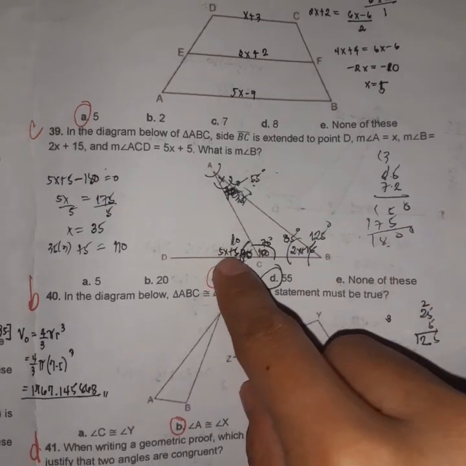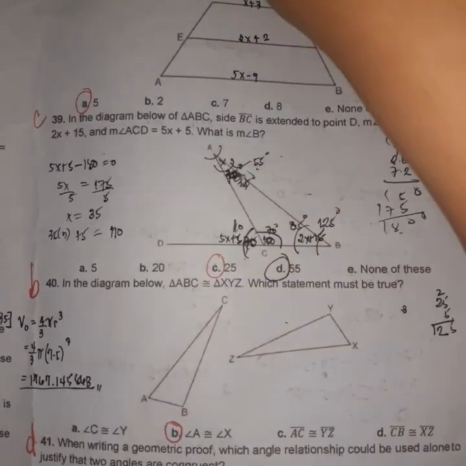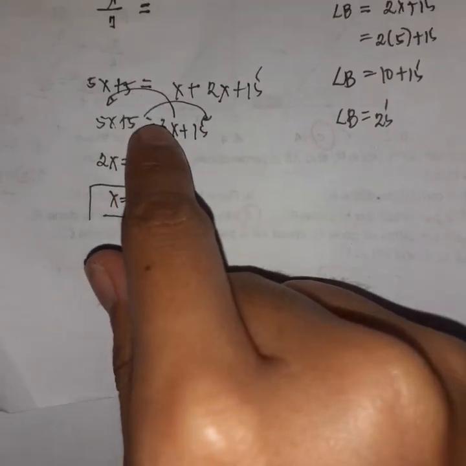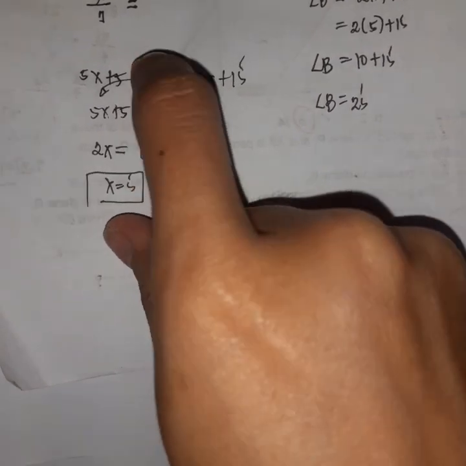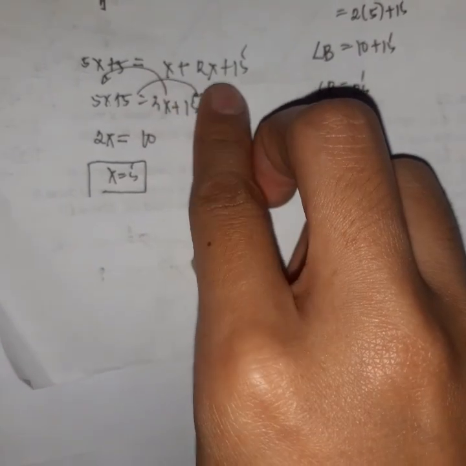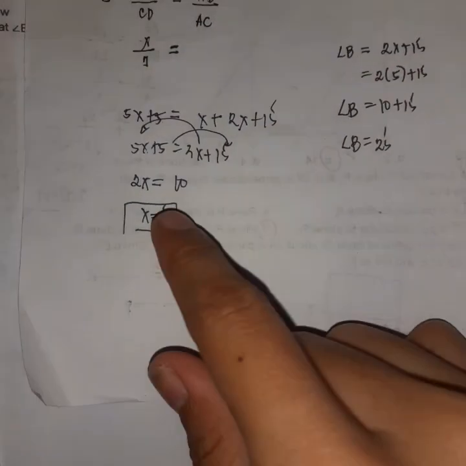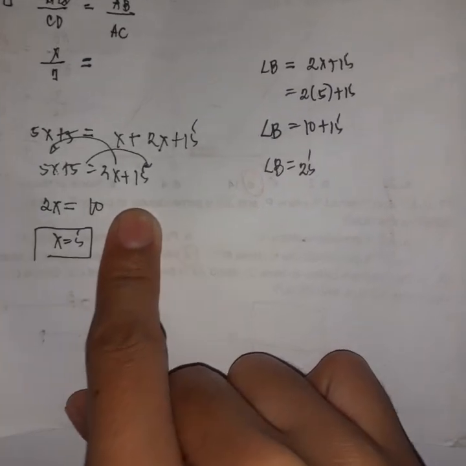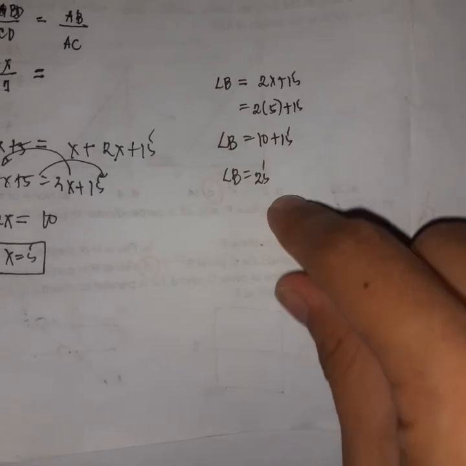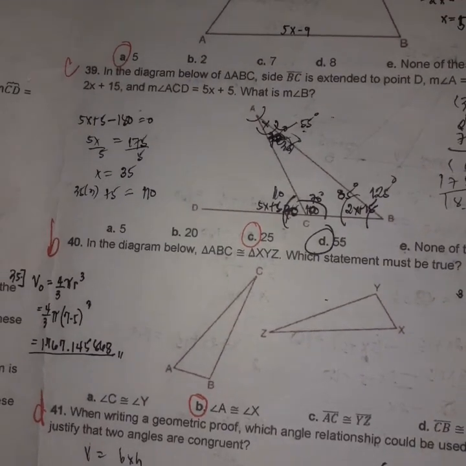In this case, the exterior angle is equal to the sum of the two remote interior angles. So that would be 5x plus 5, where angle ACD is equal to angle BAC plus angle ABC: x plus 2x plus 15, and that would give x equal to 5. But the question is, what is angle B? Angle B is equal to 2x plus 15. Substitute 5, therefore angle B is 25. Hence, our answer here is letter C, 25.